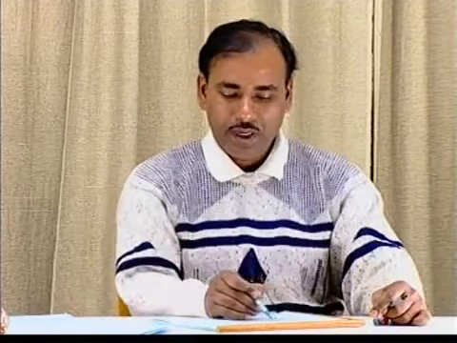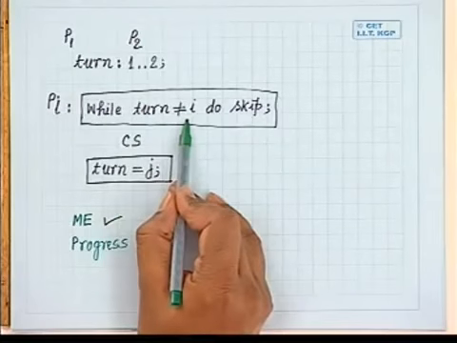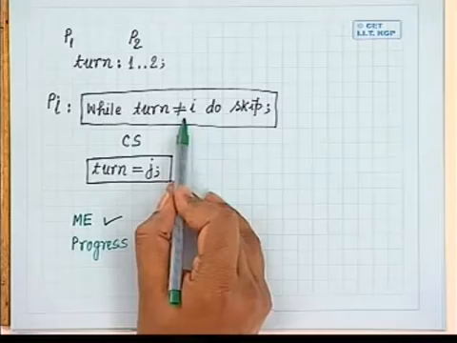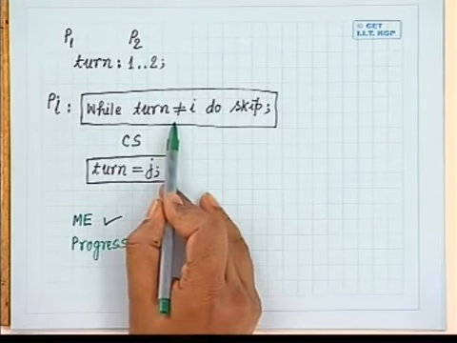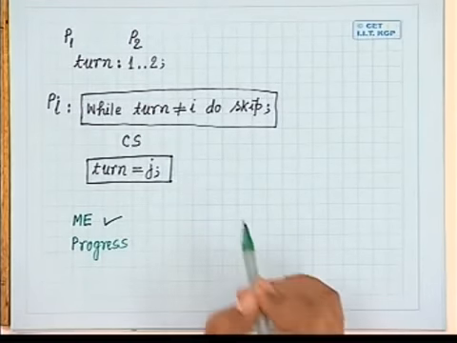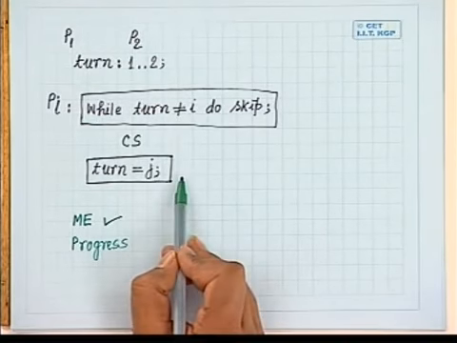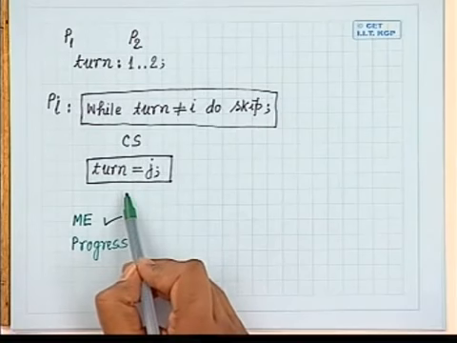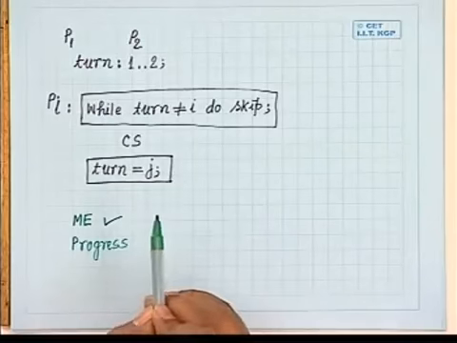So again, P1 will enter this entry section. In the entry section, it will find that turn is equal to 2. So P1 cannot enter the critical section. So indirectly, though process P2 does not want to enter the critical section, because the value of turn was set to 2 by process P1 in the exit section, process P2 is also taking part in making the decision of whether P1 can enter the critical section or not.